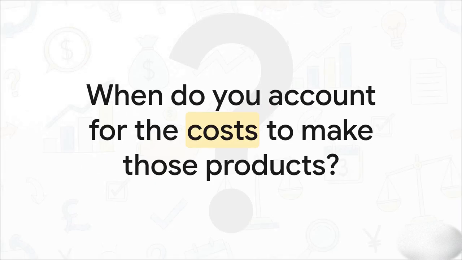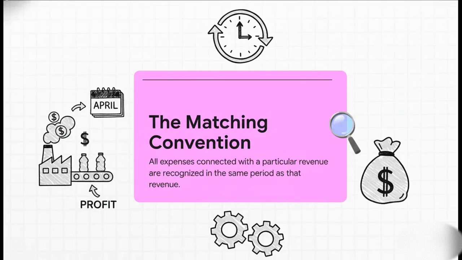Okay, that makes sense for the money coming in. But what about all the costs? You know, the money Plastico spent to actually make all those products in the first place. When do those get recorded? This is where another really elegant rule comes into play, the matching convention. And it's just a beautifully logical idea. You have to recognize the expenses in the exact same time period as the revenue they helped create. So all the costs to make Plastico's products get recorded in April too. That way, you get a true, honest picture of the profit from that one sale.